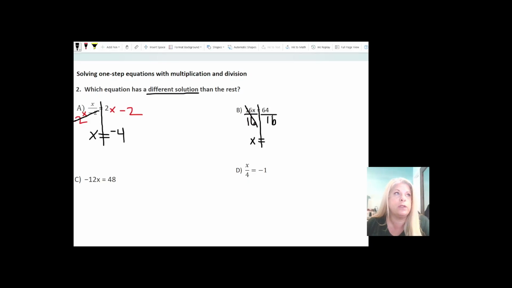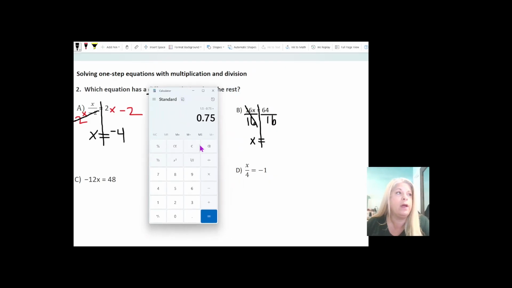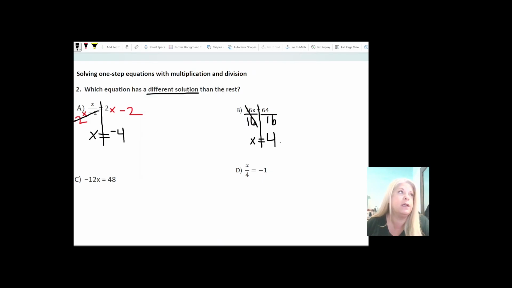And then 64 divided by 16. Again, if you need to, use your calculator. It's totally fine. You're going to have a calculator on your state test. So, I would love for you to know the fact, of course, but if you don't, then just do it in the calculator. Totally fine. Okay, so x equals 4 in this case. Unfortunately, those do not match, right? We're looking for, so one of them has to be right.